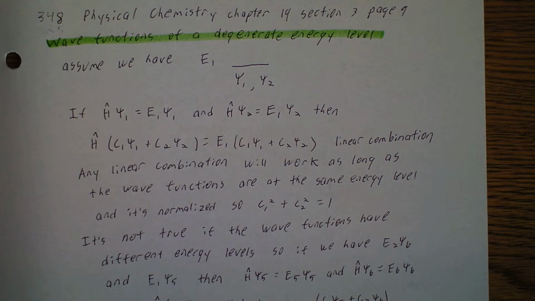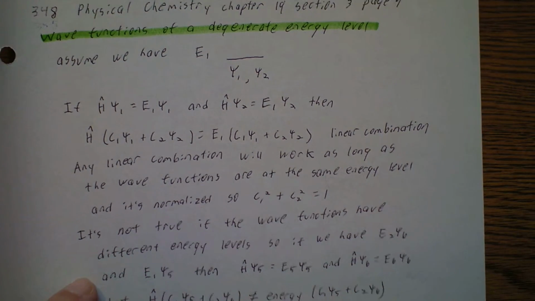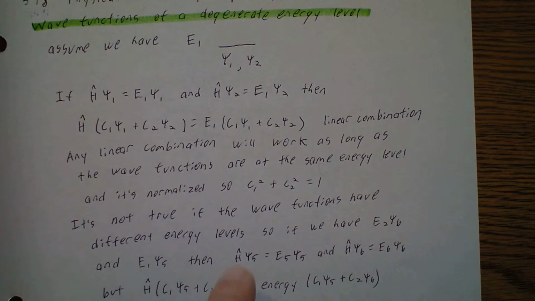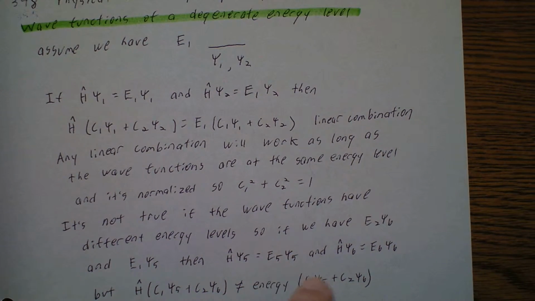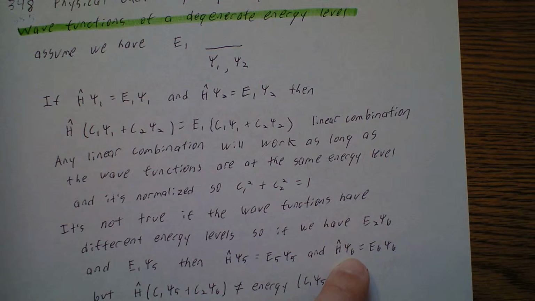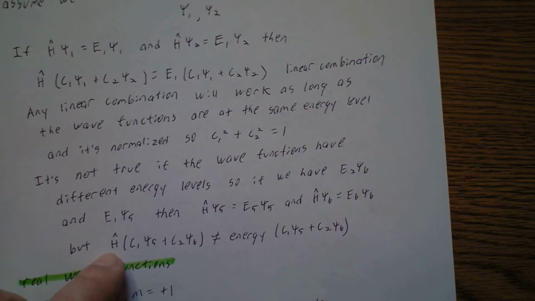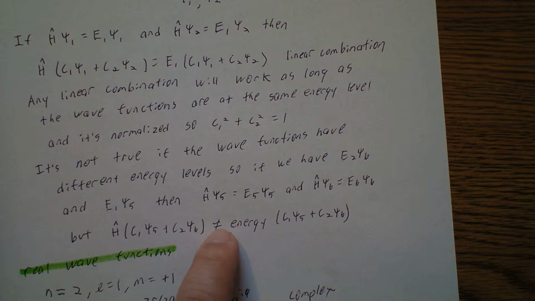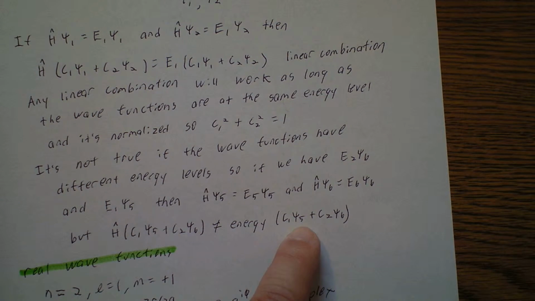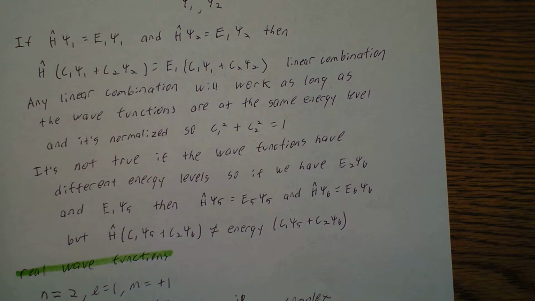So if we have E2 psi 6 and E1 psi 5, then the Hamiltonian of psi 5 equals E5 psi 5, and the Hamiltonian of psi 6 is equal to E6 times psi 6. But we can't say that the Hamiltonian of C1 psi 5 plus C2 psi 6 is equal to the energy times C1 psi 5 plus C2 psi 6.